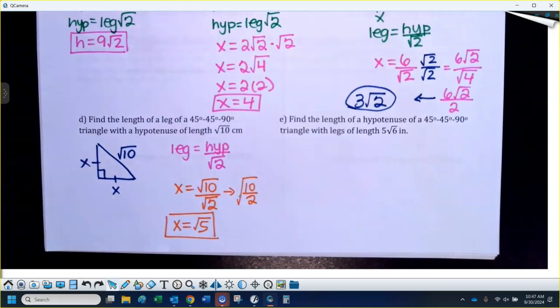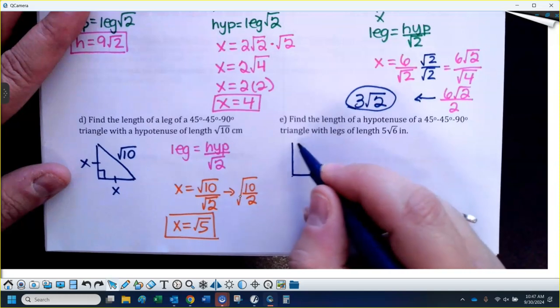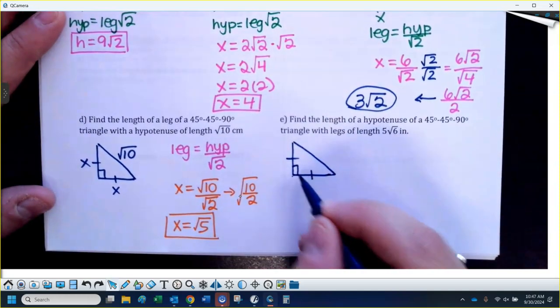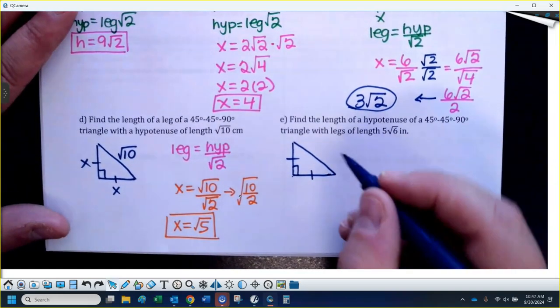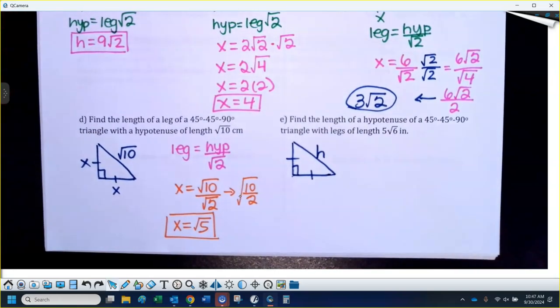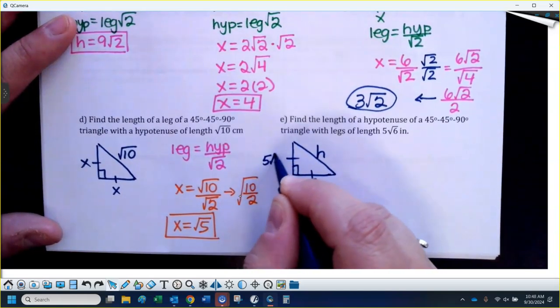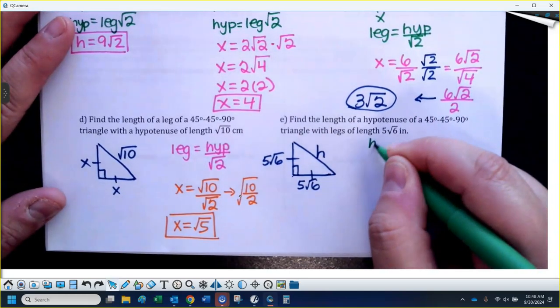All right, this one, again, I don't have a picture, so I'm going to just sketch you a picture. 45, 45, 90. So the two sides that make up the right angle, those are the same length. I'm just eyeballing it. I'm sure it's not perfect. But it says find the hypotenuse, so let me just call that h because I don't know the hypotenuse there, and the lengths of the legs. So both of these would be 5 radical 6. And this one would probably be the one you'd have to do the most work on of any of the problems today.